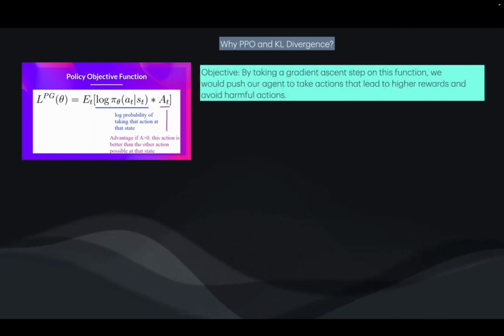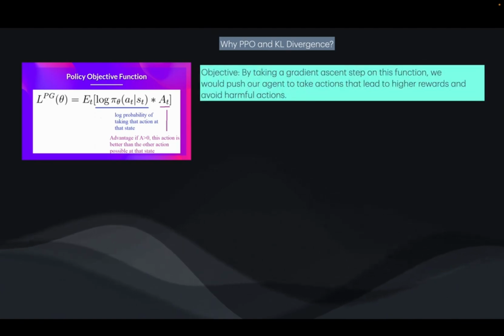Now let's talk about why PPO and why we talked about the KL divergence, right? PPO, or proximal policy optimization, is a policy optimization methodology where we perform constrained optimization. The objective function looks like this. It is a policy gradient objective where we have the log probability of taking an action at a given state for that particular policy, which is the first part, and then we multiply it by the advantage function. You can think of this advantage function as a value function. If the advantage function is greater than 0, then that particular action is better than the other possible actions in that state, right? So this is the objective function, but it has certain issues, which we will talk about.